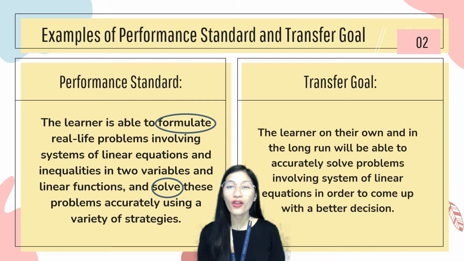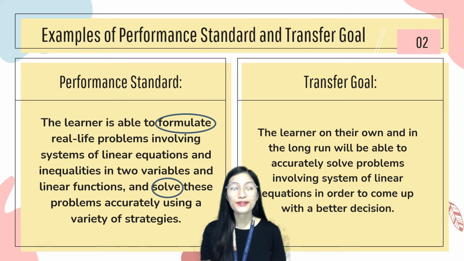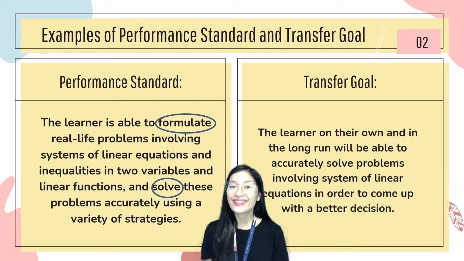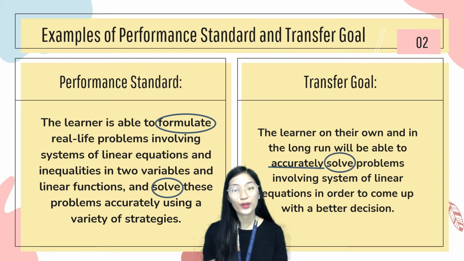So the learner on their own and in the long run will be able to accurately solve problems involving systems of linear equations in order to come up with a better decision. So you need to think of the performance and how they apply math concepts in real world situations. And again, this would be our transfer goal. So in this example, making decisions is our real world purpose.